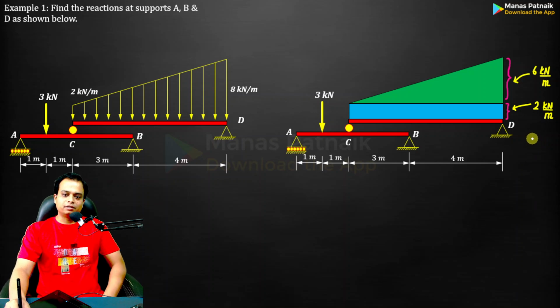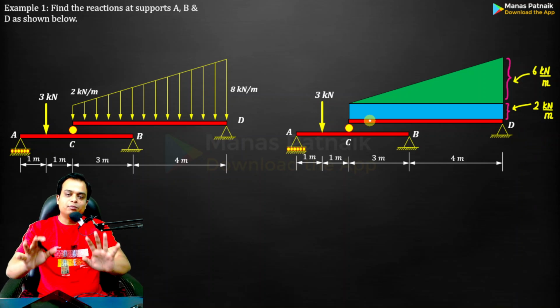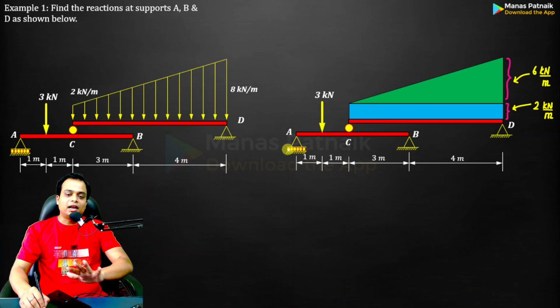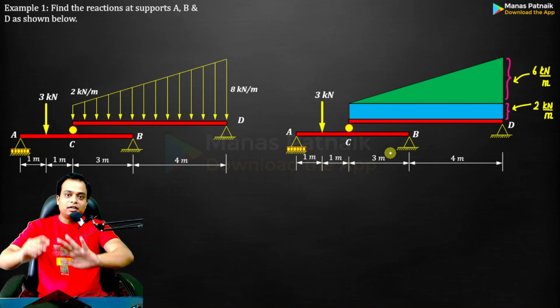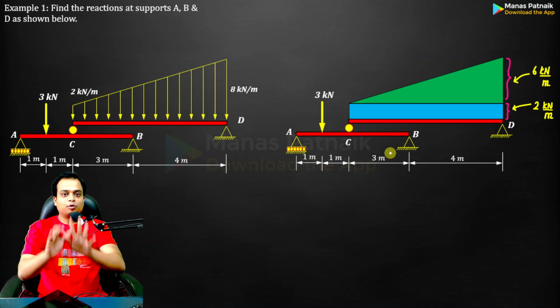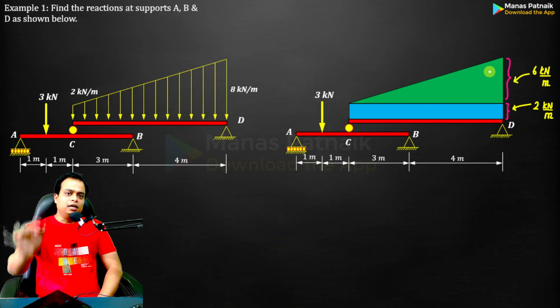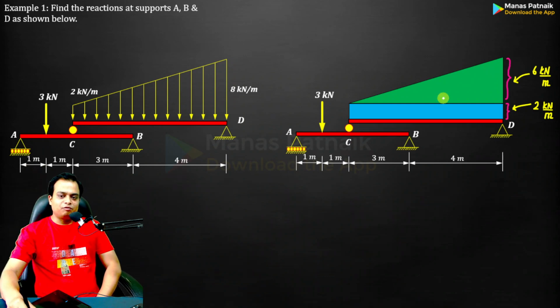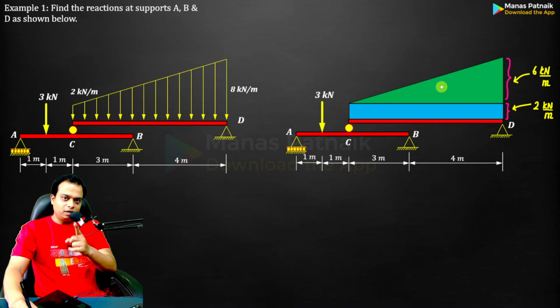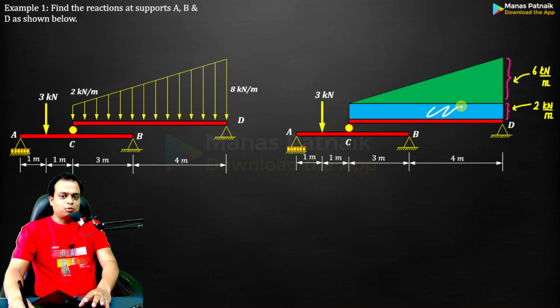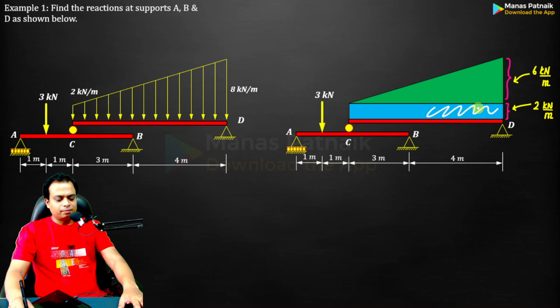Understood? Okay, I'll be making the entire free body diagram for both the beams, and I'll also be removing these supports and replacing them by appropriate reactions. Don't worry, we'll be taking care of all of those. Now, just think about calculating the area of the triangle. If you have the area of the triangle, you've got the single point load which is going to replace the UVL.